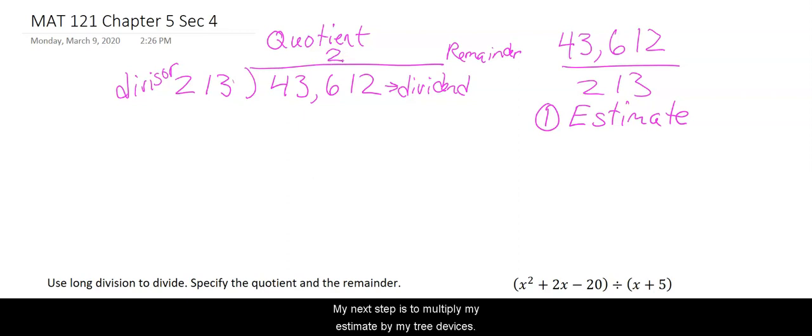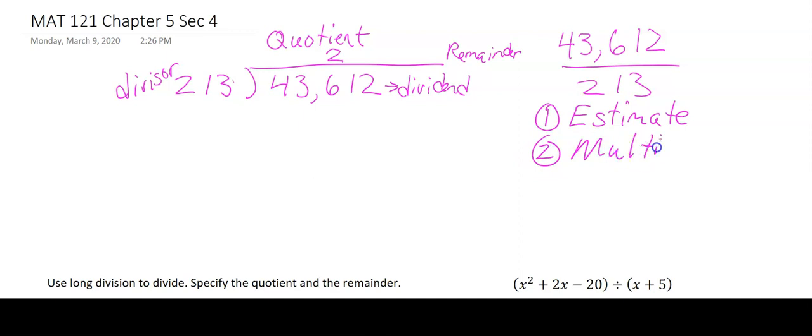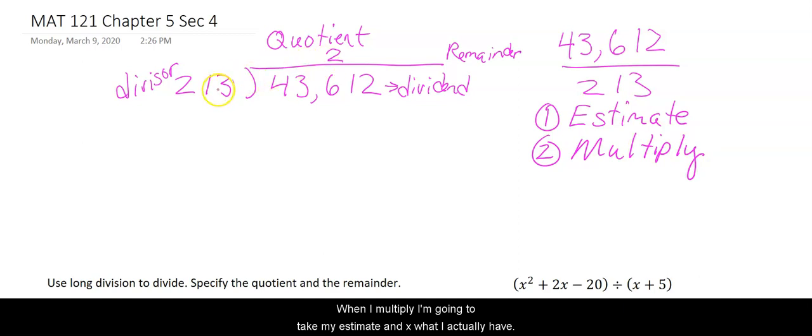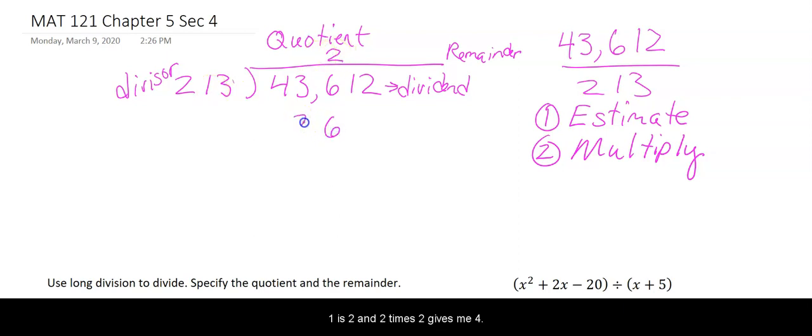My next step is to multiply my estimate by my true divisor. So step 2 is to multiply. When I multiply, I'm going to take my estimate and multiply by what I actually have. 2 times 3 gives me a 6, 2 times 1 is 2, and 2 times 2 gives me 4. That is multiplication. Check to make sure that your product is smaller than what's in the dividend. If it is bigger, then your estimate was too high and you need to erase and start over with a smaller estimate.